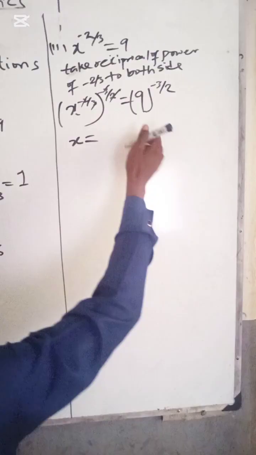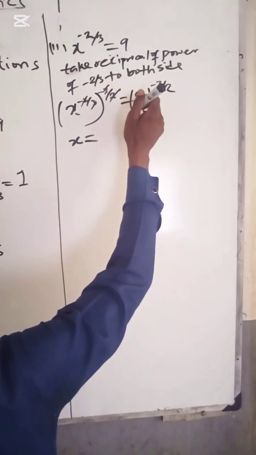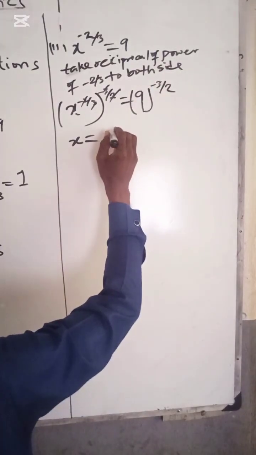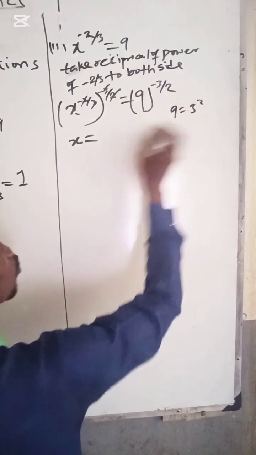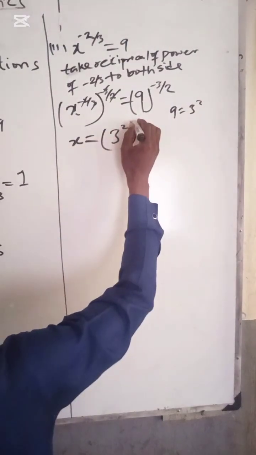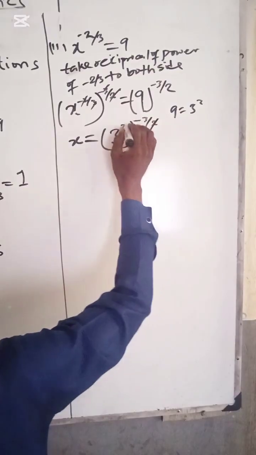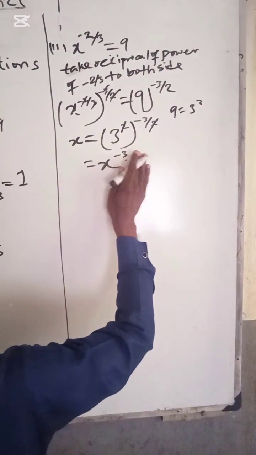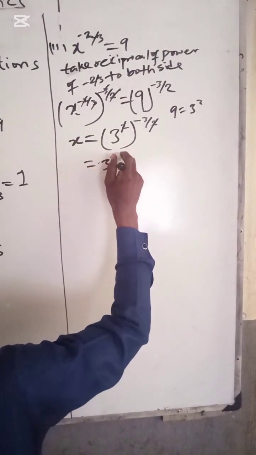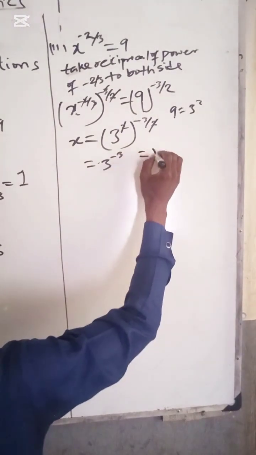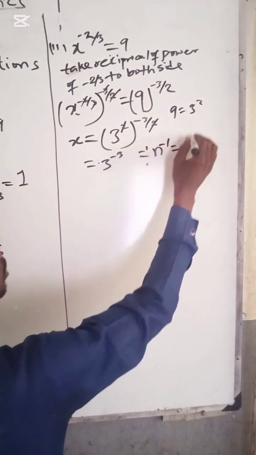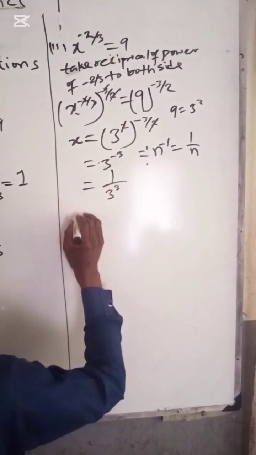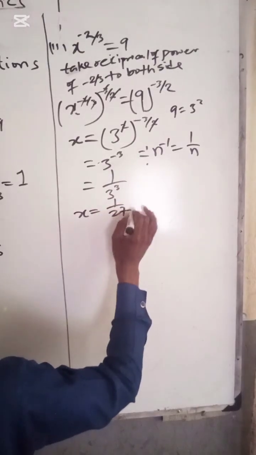Now what do we do? We have to look for a way to reduce this to where we can cancel the power of the denominator here. So 9 is the same as what? 9 equals 3 squared. Therefore we have 3 squared, everything to power minus 3 over 2. This one we cancel, and we are left with 3 raised to power minus 3. And remember, we said n raised to power minus 1 is 1 over n. Therefore, this is 1 over 3 raised to power 3. x equals 1 over 27.